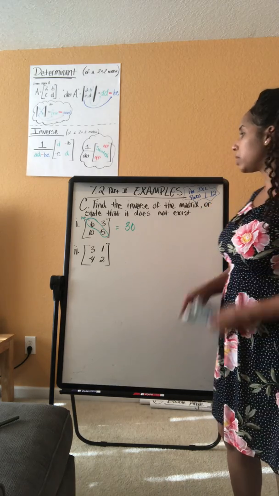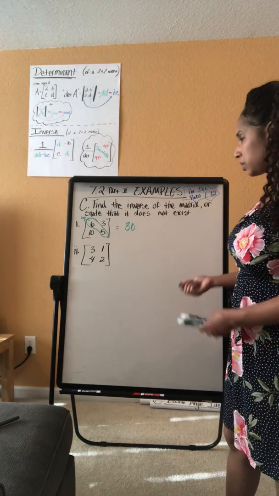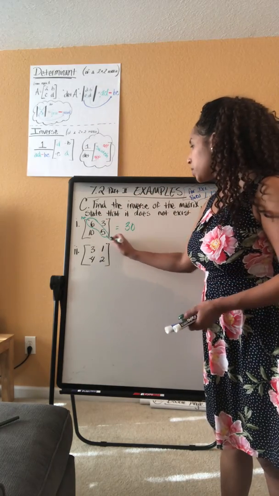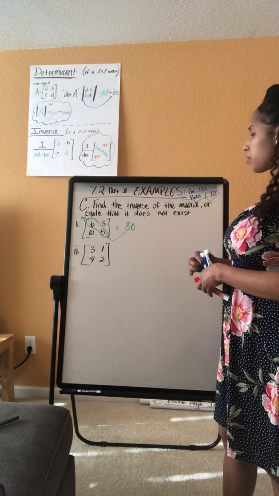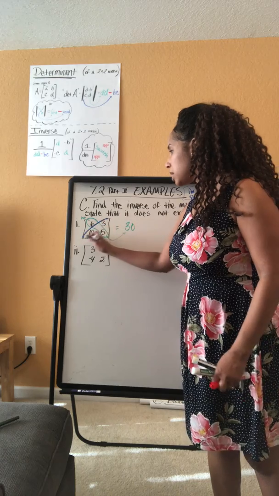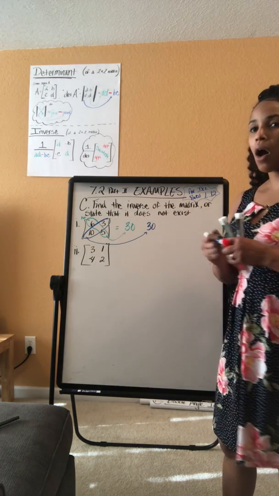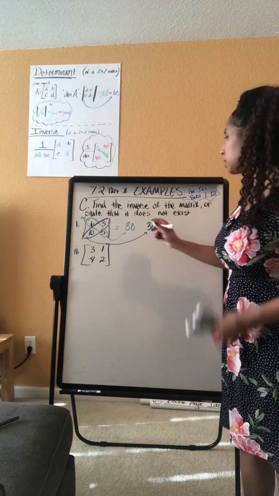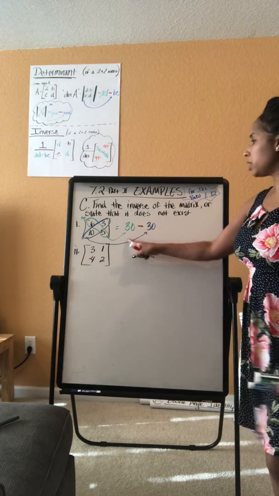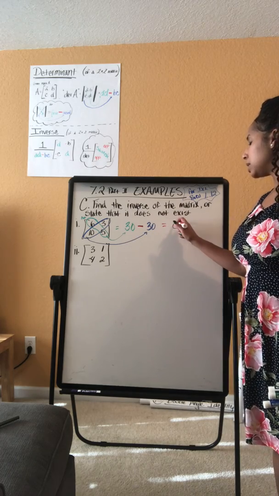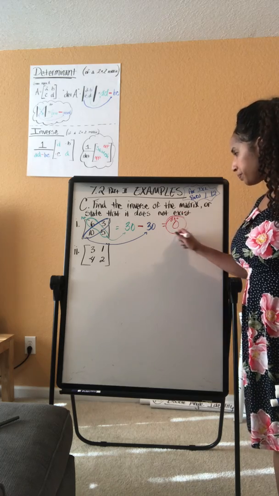So 6 times 5 gives me 30, right? To find the determinant, you always want to subtract the product of the diagonals. And then the 10 times the 3, or the 3 times the 10, also gave me 30. And I always want to subtract. So 30 minus 30 gives me 0. My determinant is 0. Good to know.